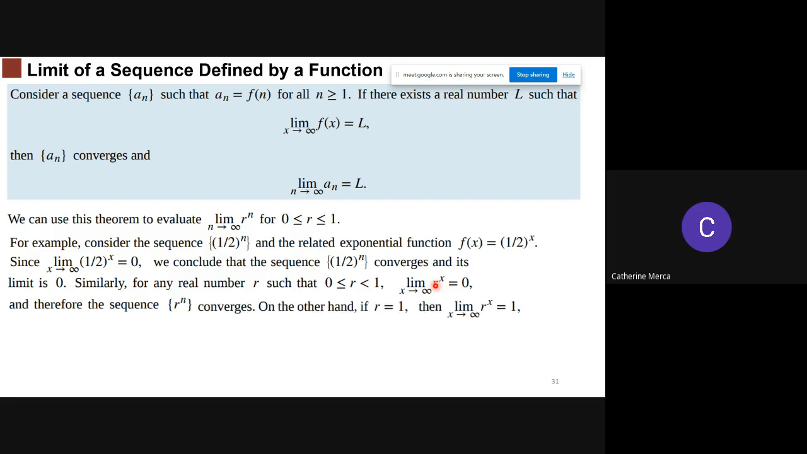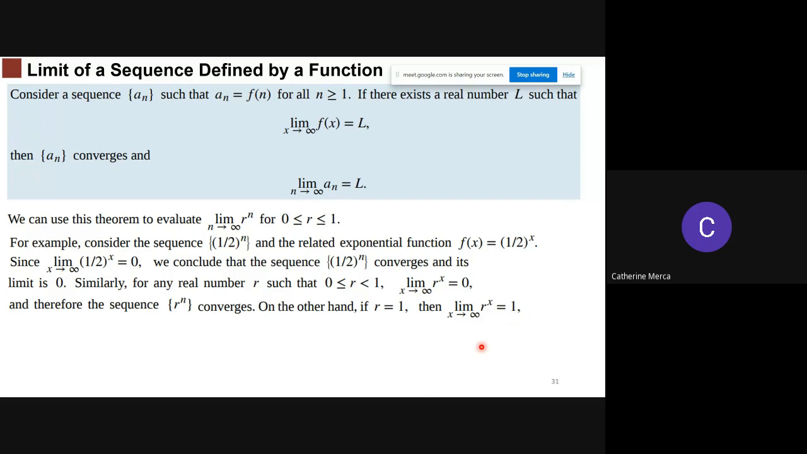Since r to the n converges, on the other hand, if r is equal to 1, then the limit of 1 to the x, no matter how large the number x towards infinity, you have 1 times 1 times 1 times 1. It will always become 1. Correct? So, you have the limit of r to the x as x approaches infinity is equal to 0, as long as your r here is less than 1 but greater than or equal to 0. But it will be equal to 1 when r is 1 and x approaches infinity.